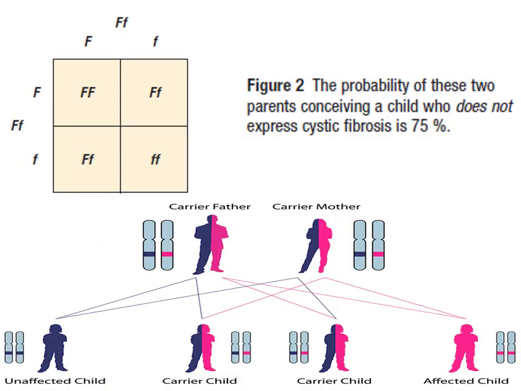So we can see here the similar example that was done with cystic fibrosis. You have your carrier parents, and you can see what your chances are of having kids that do not express cystic fibrosis. 75% chance, because you have 3 out of 4 chances that your kids do not express cystic fibrosis.